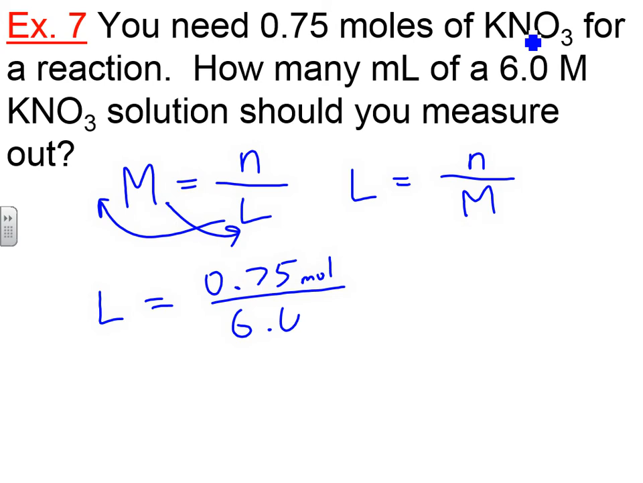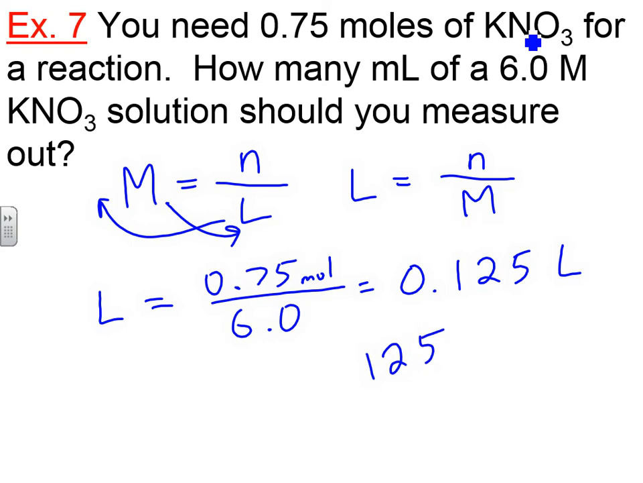And you should get yourself, 60 divided by 6 is 10, and then you got 15 divided by 6, which is 2. You got 30 divided by 6, which is 5. If we do that correctly, then we got ourselves 0.125. Now this is liters, so we can convert this to milliliters, and we got ourselves 125 milliliters.